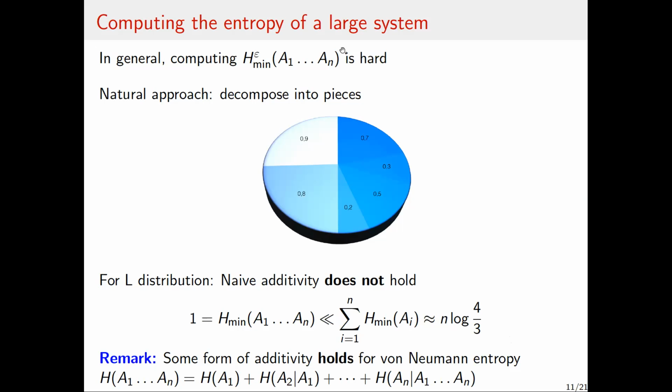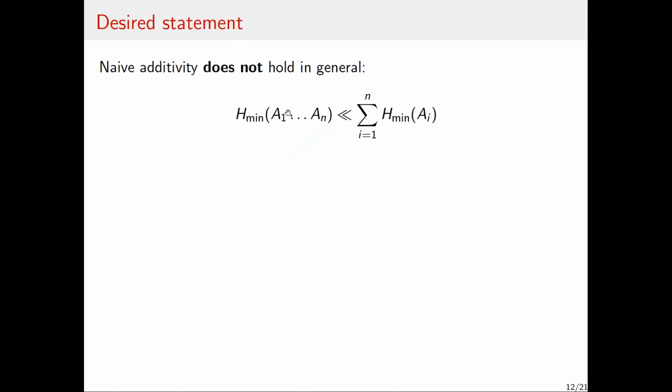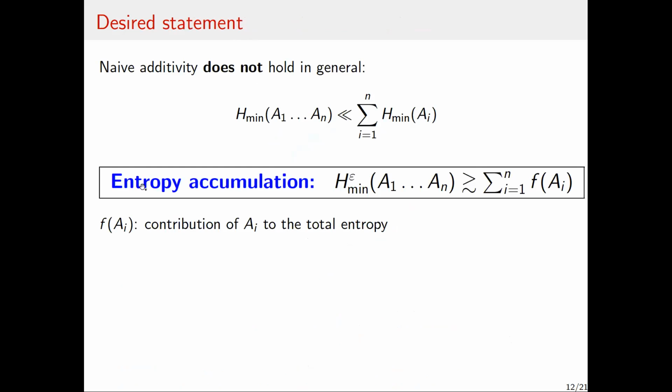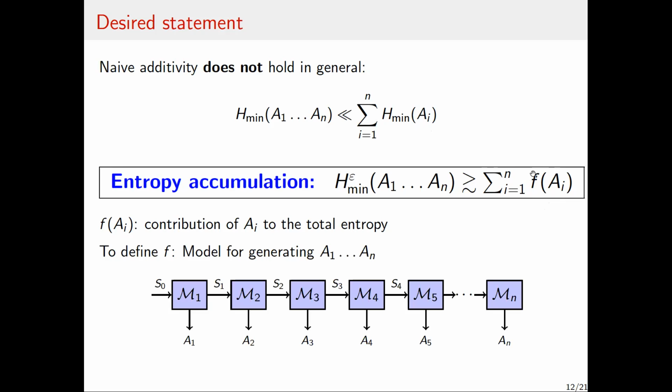But let us get back to computing this smooth min-entropy, and I would like to decompose it into parts. As I said before, naive additivity does not hold, but the main message of entropy accumulation is that if you compute the contribution of each part in the right way, then such an additivity does hold, in the sense that you can lower bound the smooth min-entropy by a sum of the contribution of the i-th part. It will not be as simple as just the min-entropy of the marginal, and I will show you what it is. In order to make such a statement, I need to define a model of how I generate the systems A1 to AN.